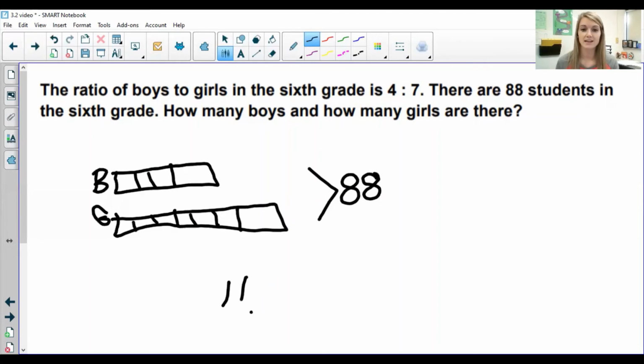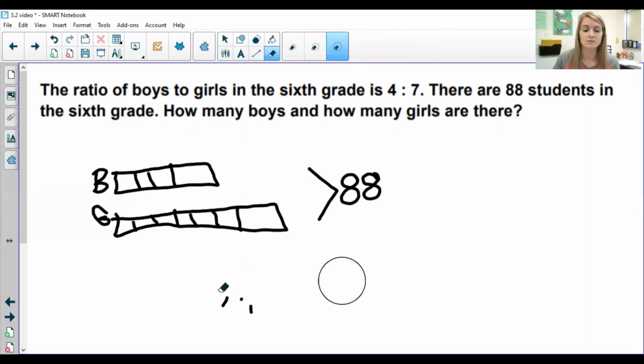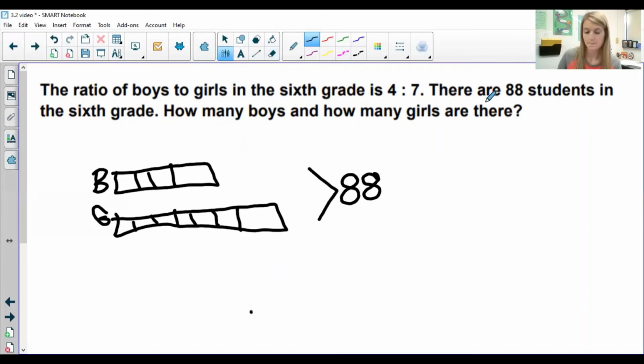We need to divide 88 by that. So if you're into dividing like this, what's 88 divided by 11? 8, right? Okay, I'm going to delete that so we don't get confused. But it's 8. So how much is in each of these boxes? 8 in these boxes, and there's 8 in these boxes.